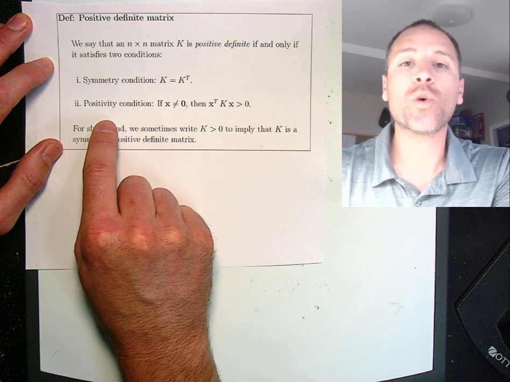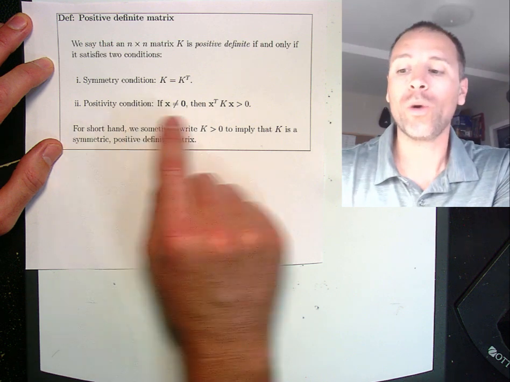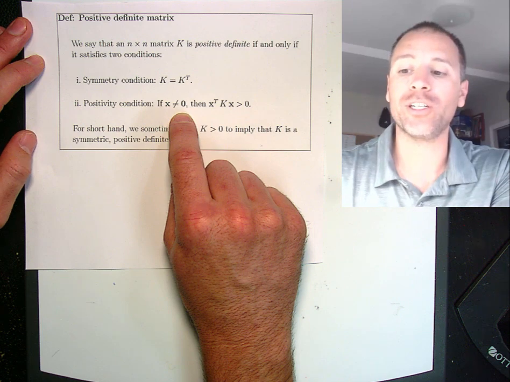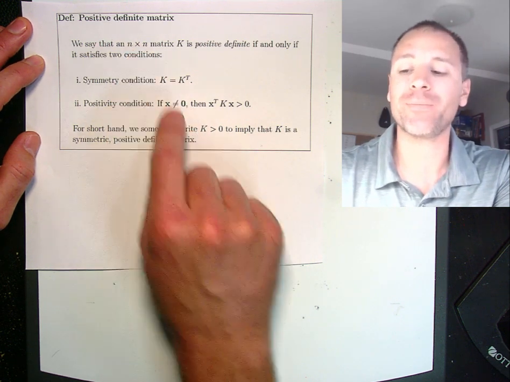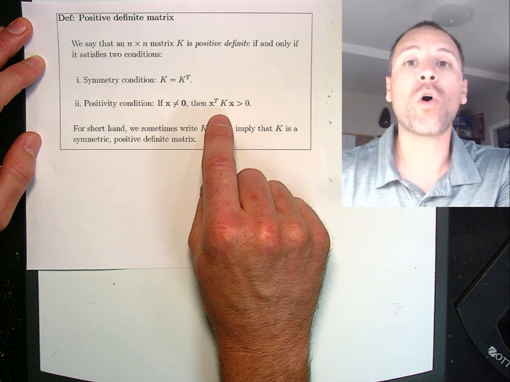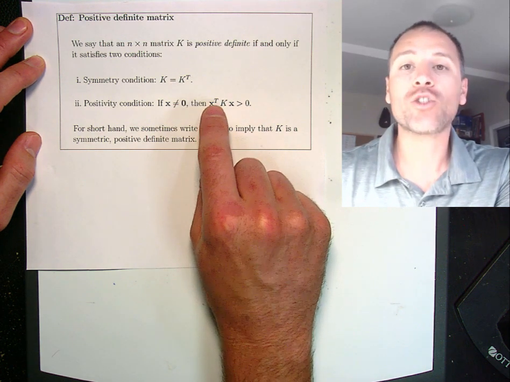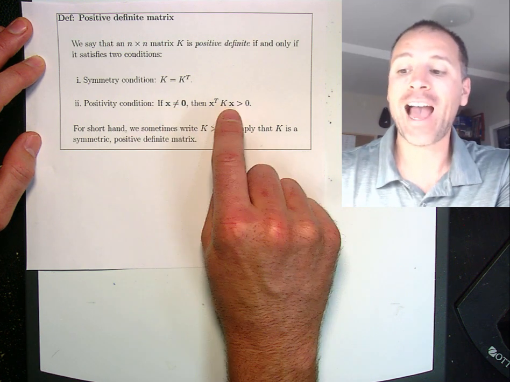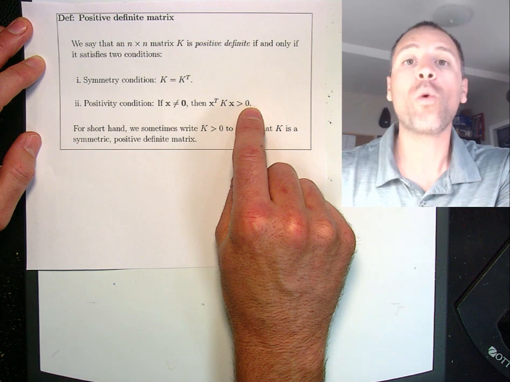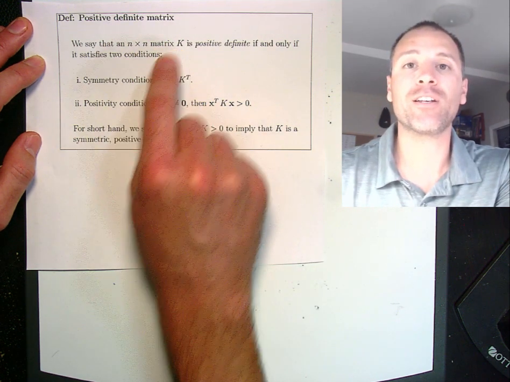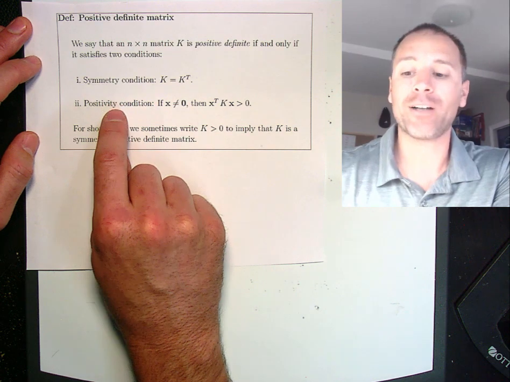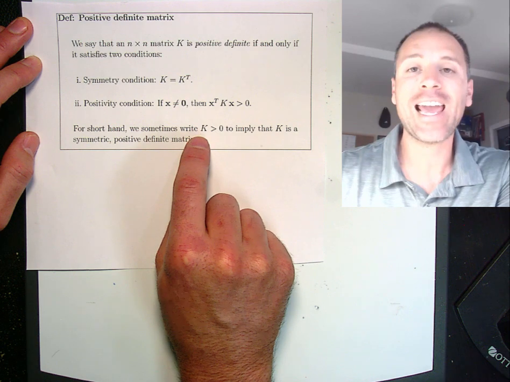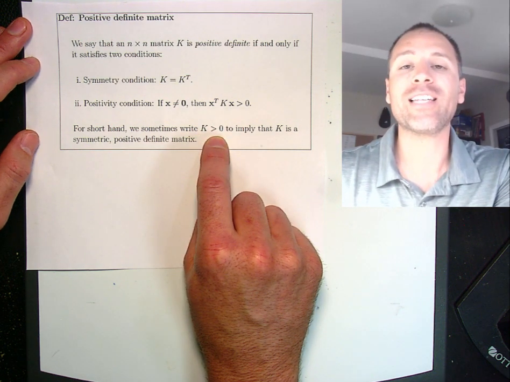And then the second condition we're going to call the positivity condition, which is if I take any non-zero vector x, of course it has to have n by 1 entries because this is an n by n matrix. If I then look at what we're going to call the quadratic form x transpose Kx, for any non-zero vector, if that quadratic form is positive, we say that the matrix is positive definite. So we have symmetry and positivity. Sometimes in shorthand, we'll write that the matrix K is greater than 0 to say that it's positive definite.